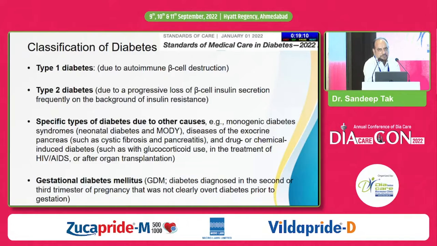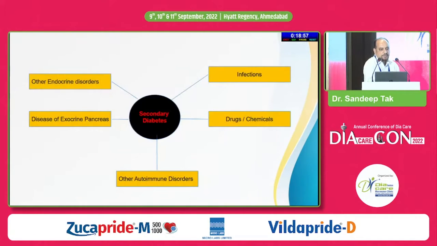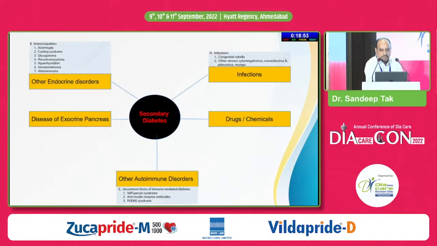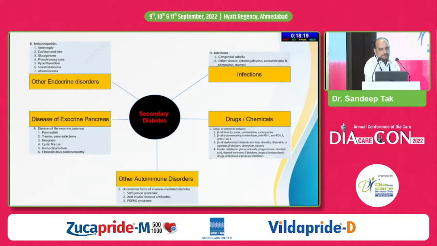The term secondary diabetes is now relatively obsolete, but it was there in the 2016 standards of care publication, and these were the reasons for secondary diabetes. The first important reason is other endocrine disorders: hyperthyroidism, Cushing's disease, acromegaly, pheochromocytomas can all present with diabetes. Diseases of the exocrine pancreas can present with diabetes. Miscellaneous autoimmune disorders like stiff person syndrome, drugs and chemicals, and, rarely, congenital infections like rubella or Coxsackie can also present with diabetes. Today I will discuss only diseases of the exocrine pancreas and drug-induced diabetes, because the rest of the topics are covered, and endocrine disorders have a big lecture series on their own.